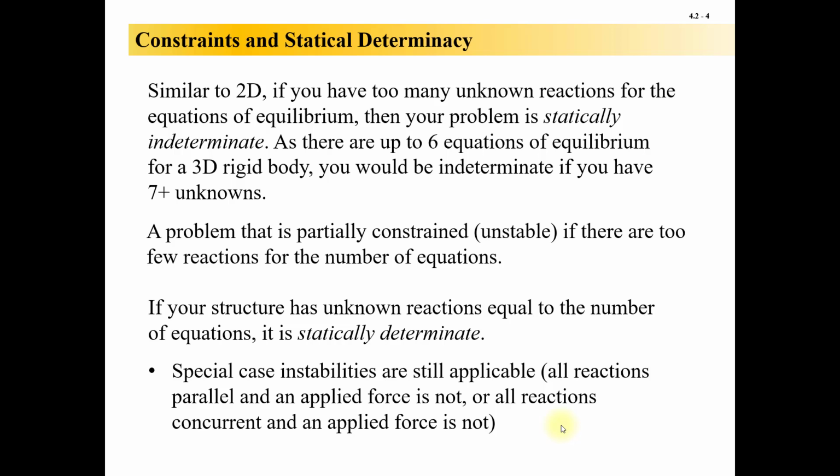I was talking about the skateboard in the ditch in the last set of slides. This could be like a hemispherical bowl. You might have reaction forces all pointing towards this center, but if they all go through some concurrent point and an applied force is not through that concurrent point, then you will have an instability, even in an otherwise statically determinate structure. This applies just like it did in 2D. It's just a bit more complex, is all.